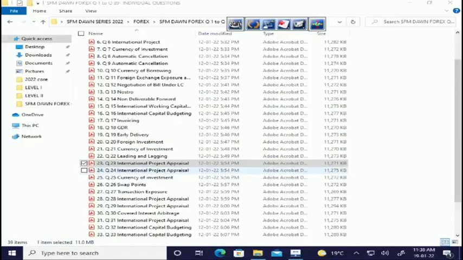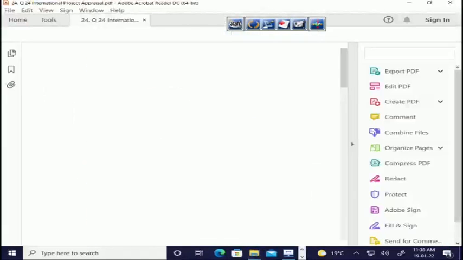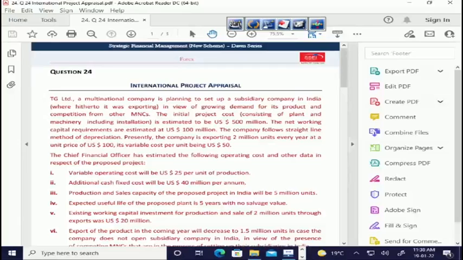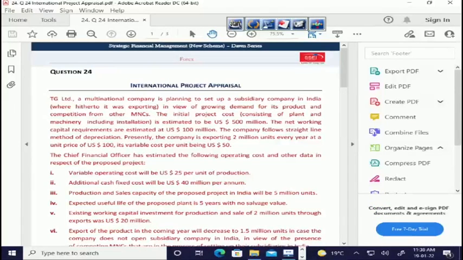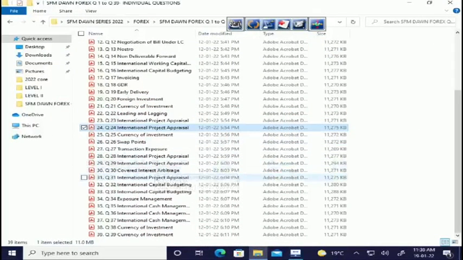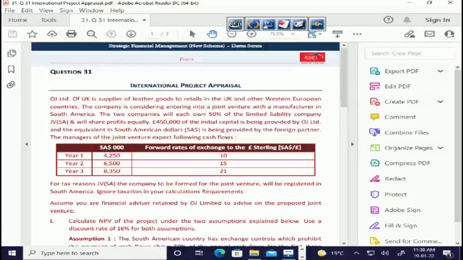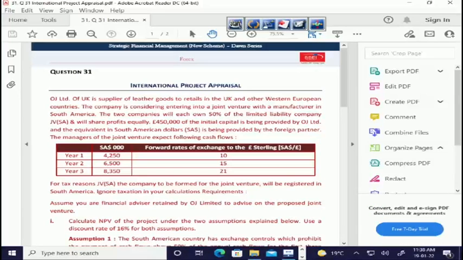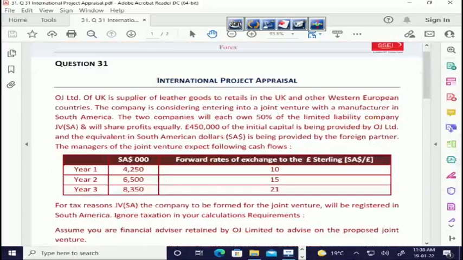Next sum, I think this sum is the same sum that I'm going to skip. Yeah, it is the same sum which I had skipped earlier. Okay, the sum done in class. Next, we have two very big sums, case study types, 31 and 32. Let's look at 31.